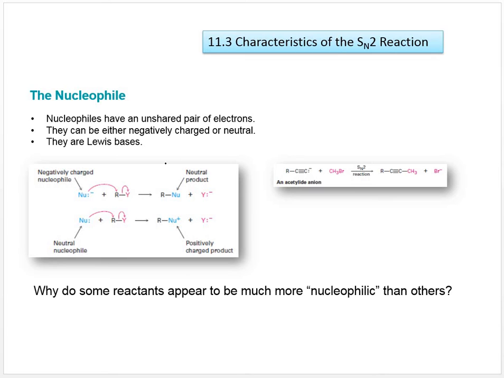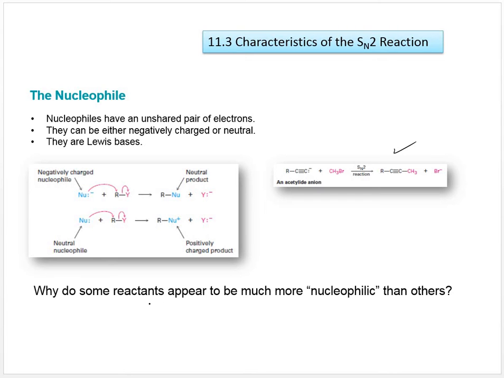Okay, let's start. As you remember from previous chapters, a nucleophile is generally a negatively charged or a neutral species having a lone pair, which we call a Lewis base. It can donate its electron pair. As we said, it can be either negatively charged or neutral, and they are Lewis bases. And from the previous chapters, you have seen that this is the acetylide anion. It's a good nucleophile. It undergoes an SN2 reaction, and we can synthesize alkynes.